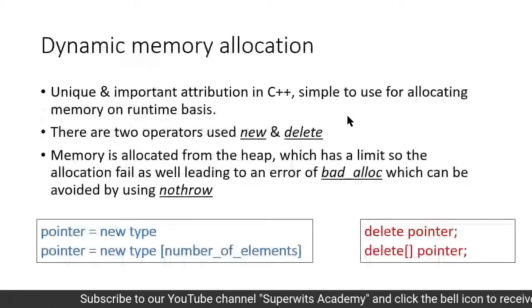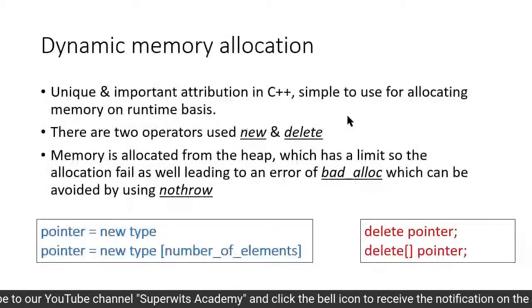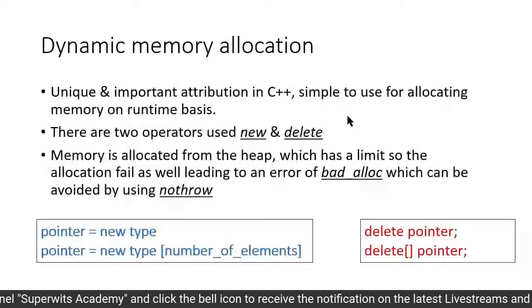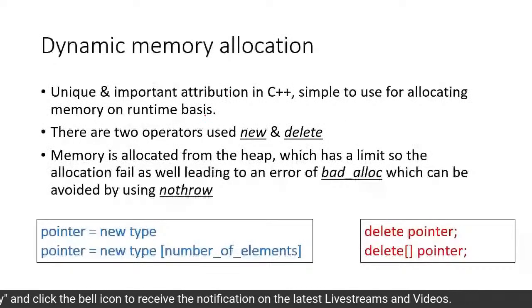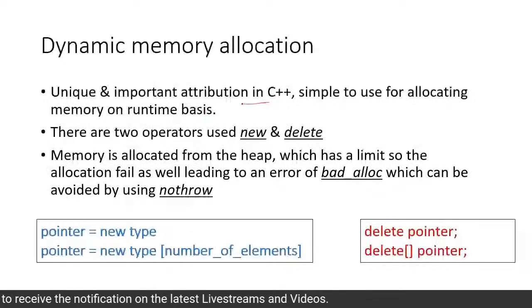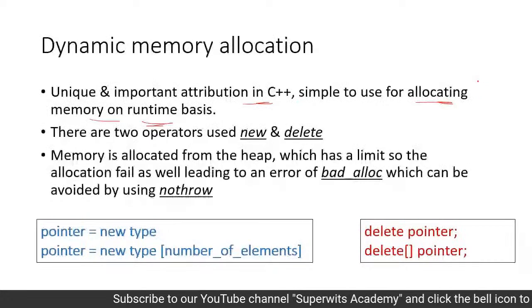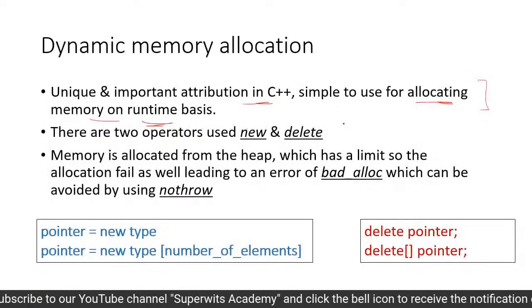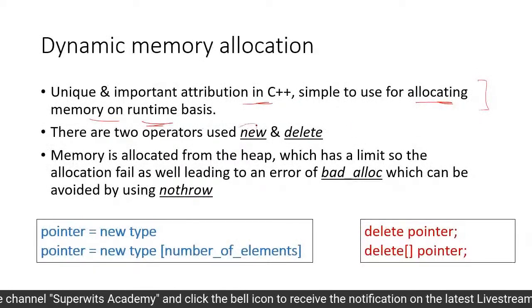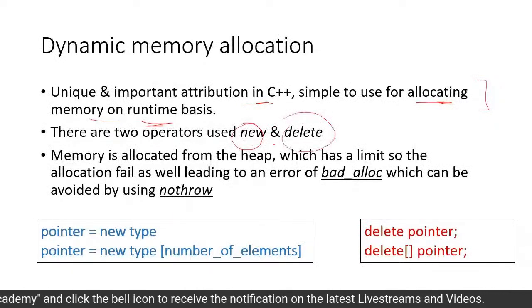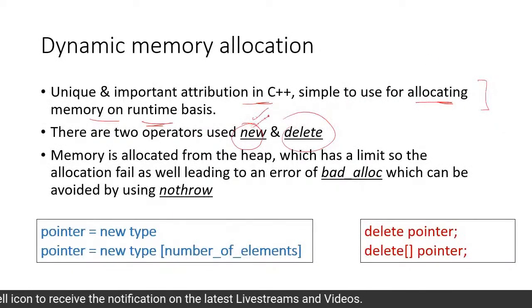When you talk about dynamic memory allocation, this is a unique and important attribute provided within C++, where we can allocate memory on a runtime basis. So what operators are we using? We are using the new operator and the delete operator. New is for the allocation and delete is for the releasing of the memory.